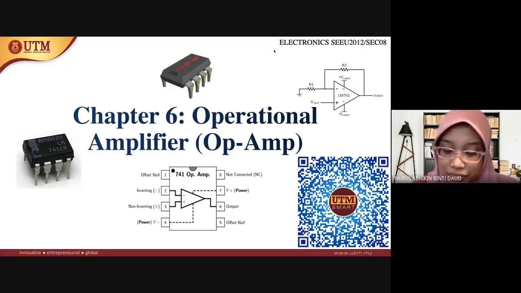All right, so let's start. Today we will continue with chapter 6. We have finished chapter 5 with MOSFET. So we will continue chapter 6 with operational amplifier, or the short name for operational amplifier, known as OP-amp.